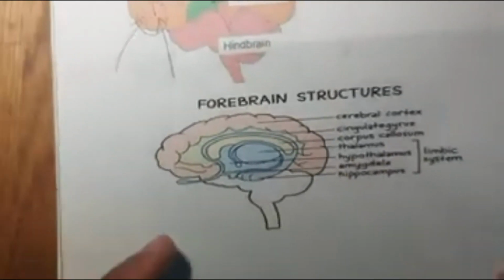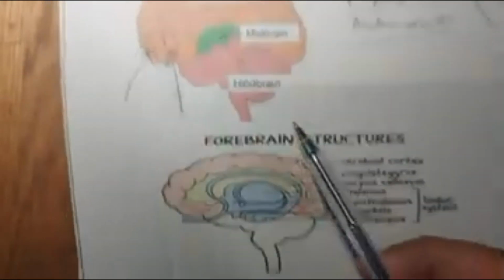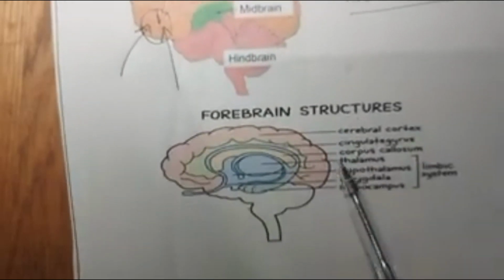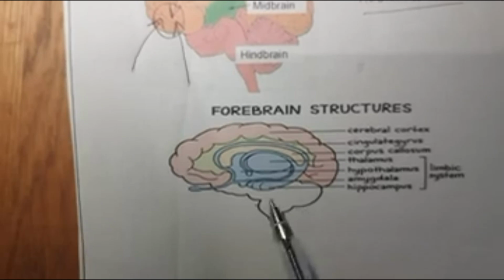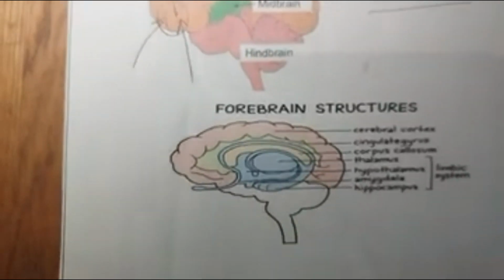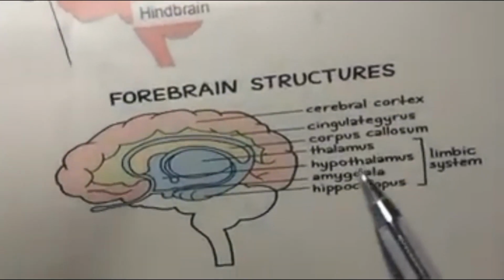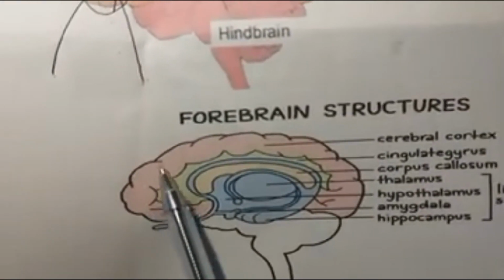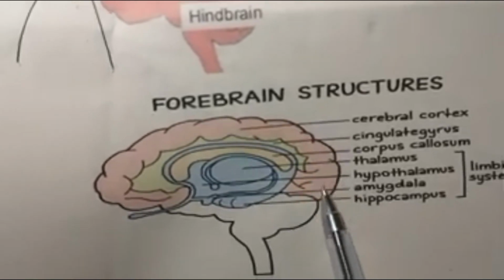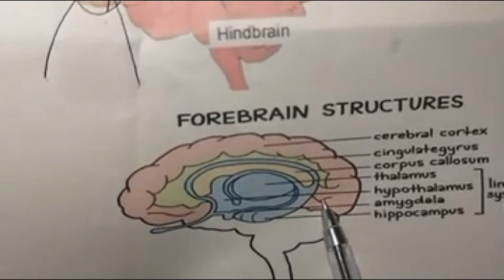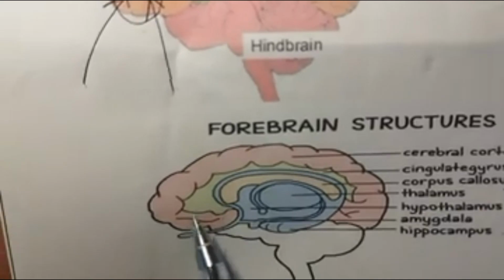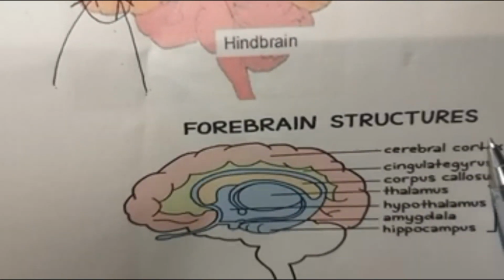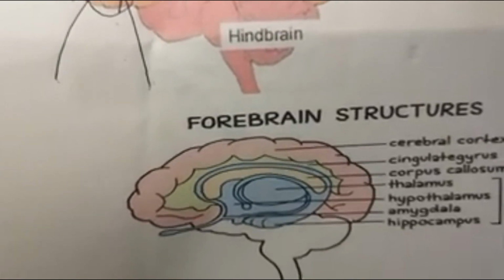So we'll go through different parts of the brain. We've got forebrain, midbrain, and hindbrain. The forebrain has different parts. The most important part you should know is the cerebral cortex, okay. This outer layer of the forebrain is called the cerebral cortex, and it's the most important layer of the brain, okay.